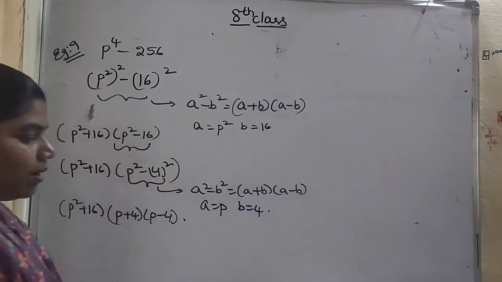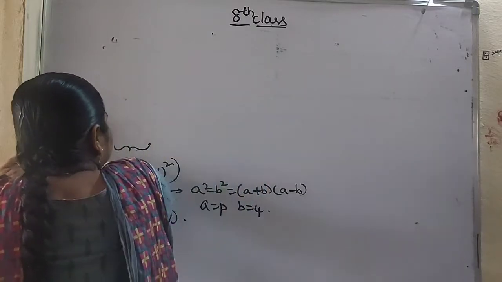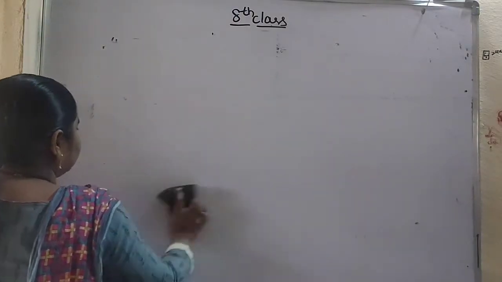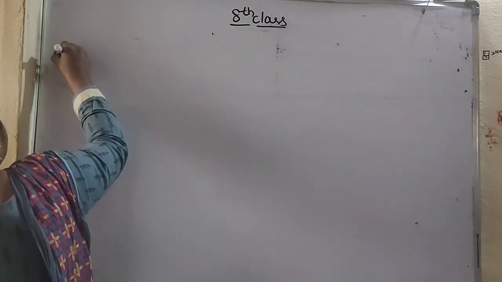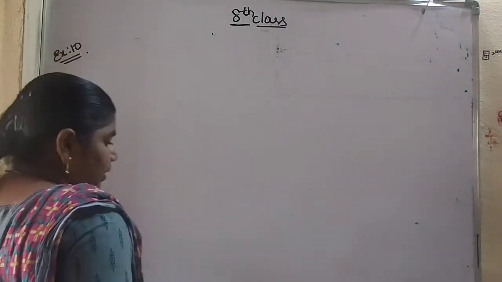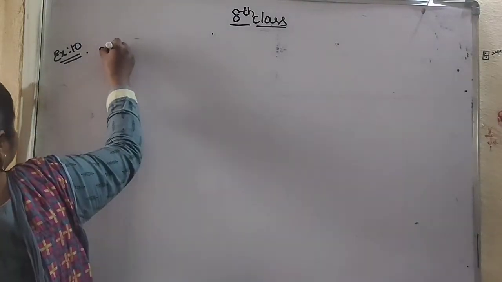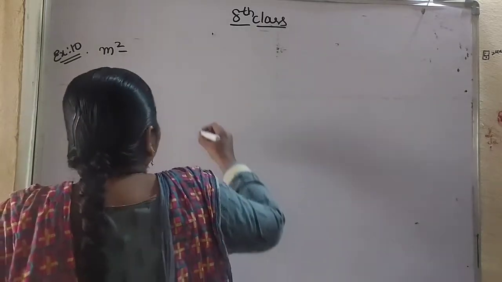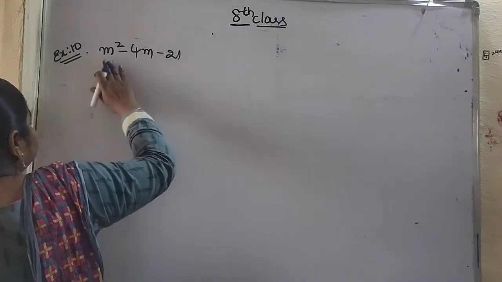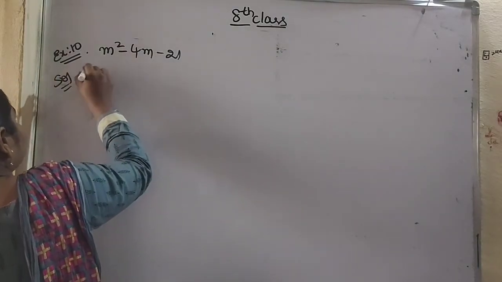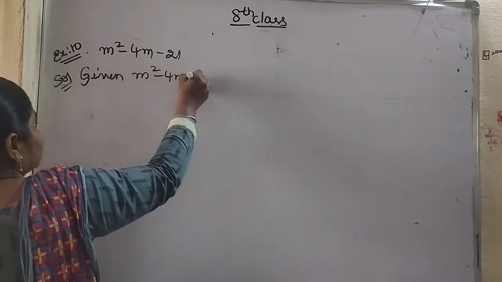Next is example number 10. So what is example number 10? Factorize m square minus 4m minus 21. Here the first term and last term are not in the form of squares, so we have to use the tree method for factorizing this expression.